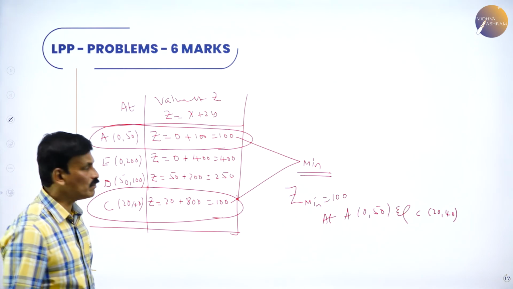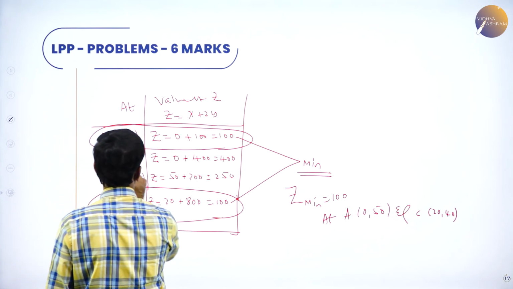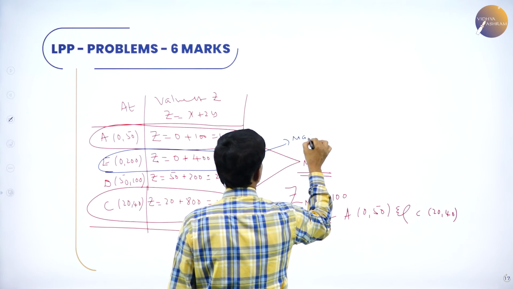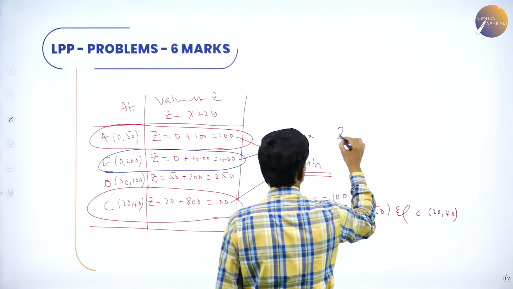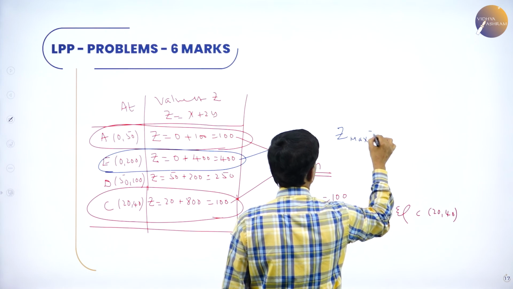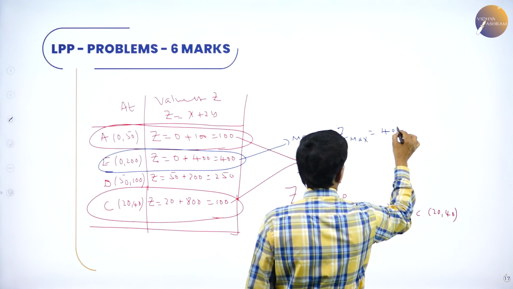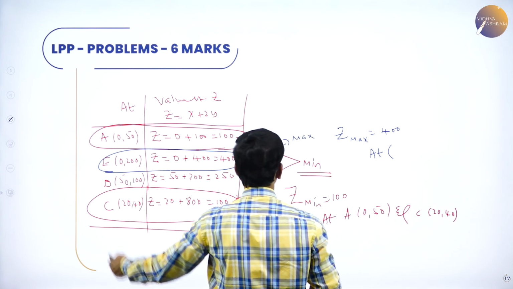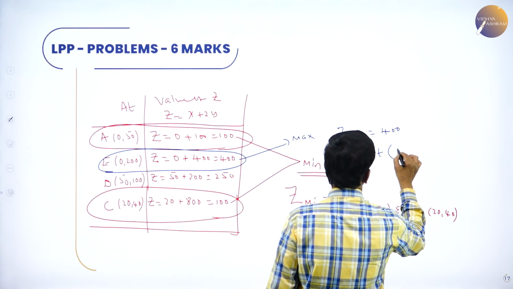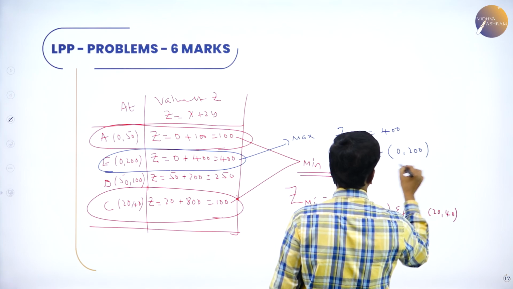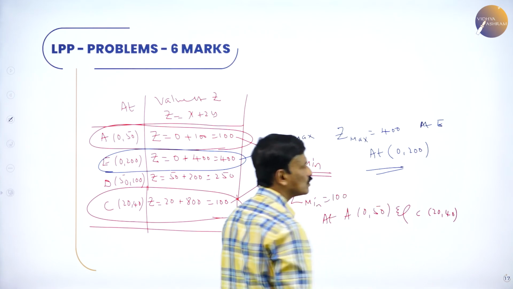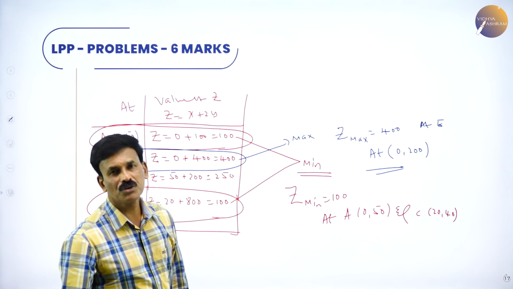Okay. What is the maximum value? 400. This is the maximum value. So, Z maximum is equal to 400 at E. What is E? 0, 200. Maximum at E. This is how we are going to solve.